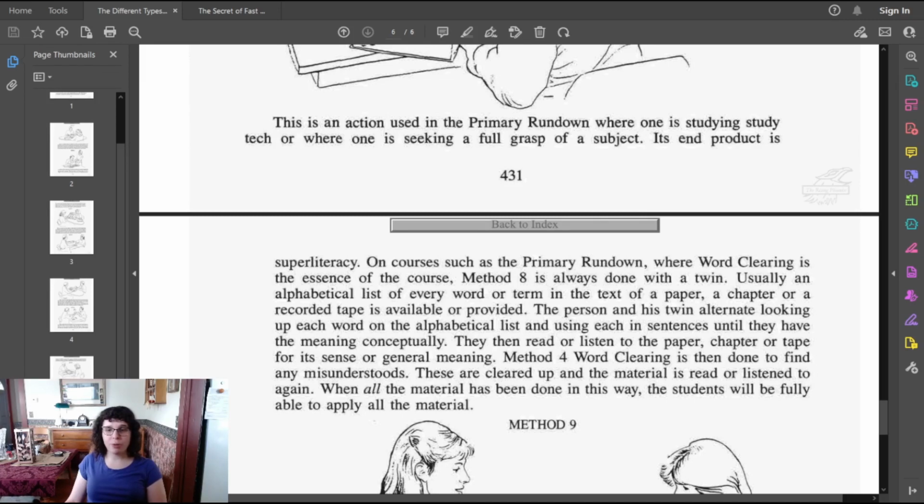On courses such as the primary rundown, where word clearing is the essence of the course, Method 8 is always done with a twin. Usually an alphabetical list of every word or term in the text of a paper, a chapter, or a recorded tape is available or provided.